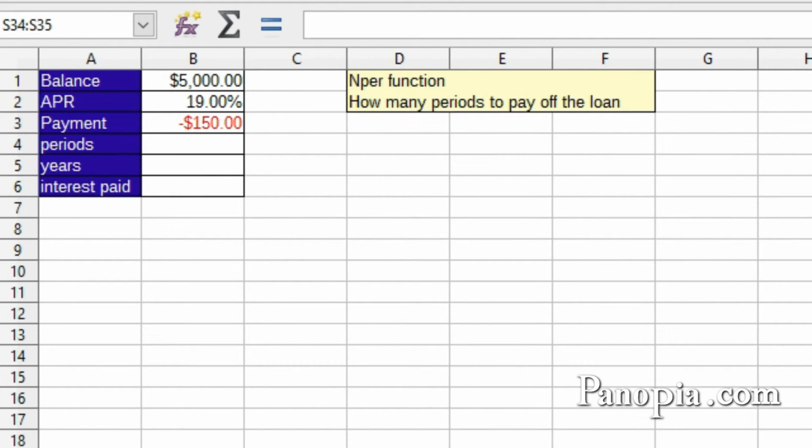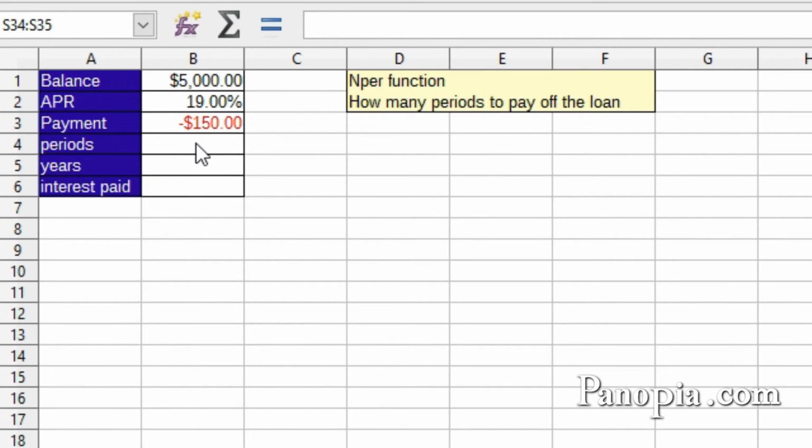One last thing to show you is the Nper function. With this, you can figure out how long it'll take to pay off a loan. For example, I've got a credit card balance of $5,000. The APR is 19%. I'm paying off $150 a month. How long will it take to pay off?